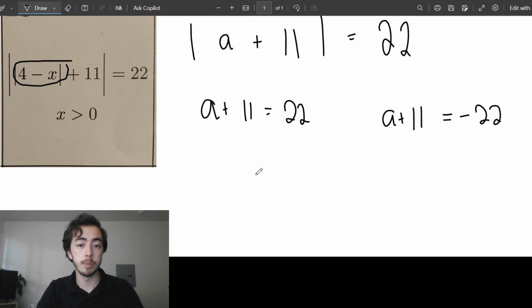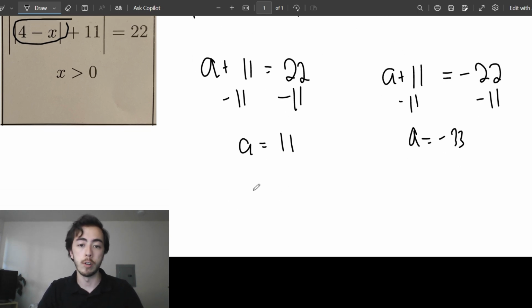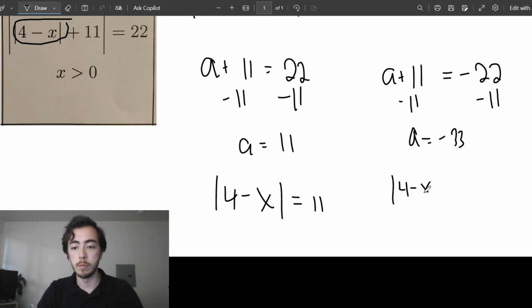And so doing a little bit of algebra right here, we can just subtract 11 from both of these numbers, and we can see that this quantity here, I'm just calling it a for now, could be 11. Or it's possible that this quantity is equal to negative 33, because I'm subtracting the 11 from both sides here. And it turns out that this a all along was just the absolute value of 4 minus x. So I could just put that back here. So the absolute value of 4 minus x could be 11, or the math says the absolute value of 4 minus x could be negative 33.